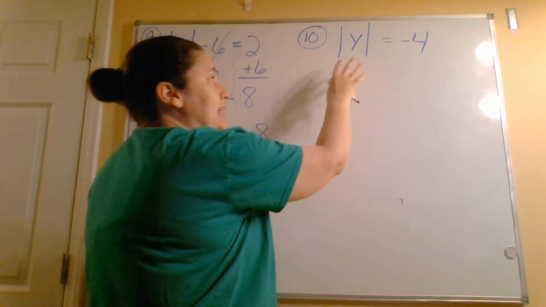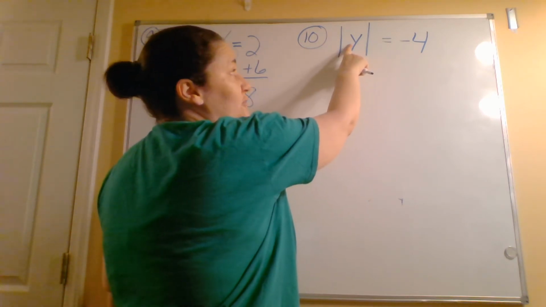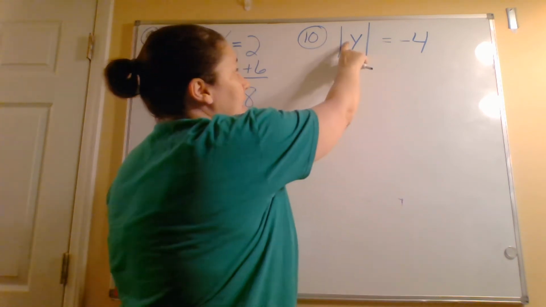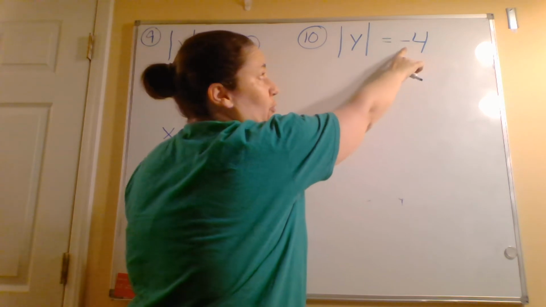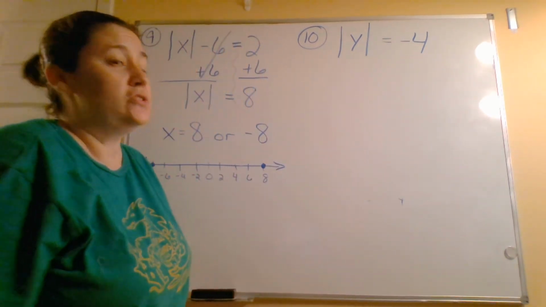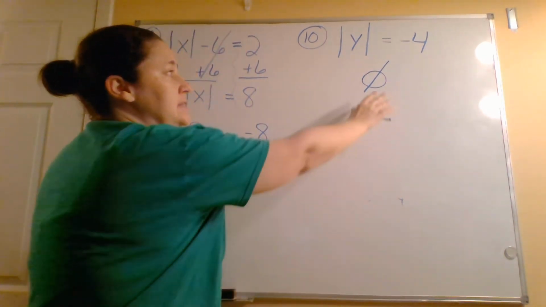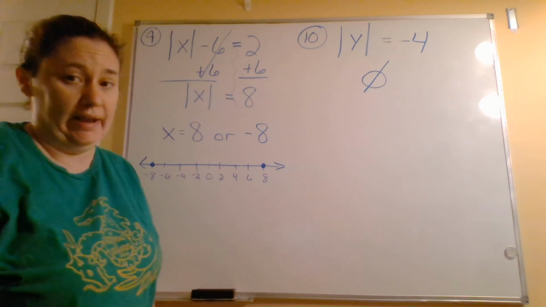You would not say that the answer is 4 and negative 4. If I put a 4 here, the absolute value of 4 is positive 4, not negative 4. If I put a negative 4 here, the absolute value of negative 4 is positive 4, not negative 4. So the answer to number 10 is there is no answer. This is the symbol for empty set, which means there is no answer.